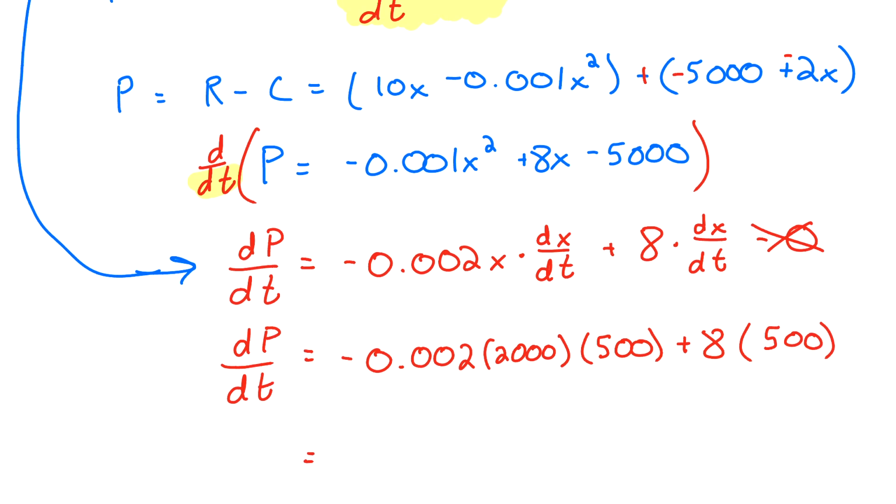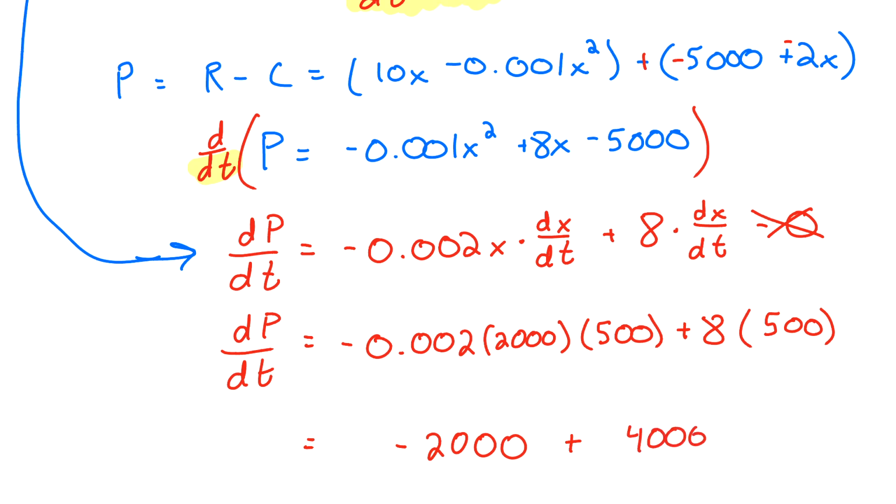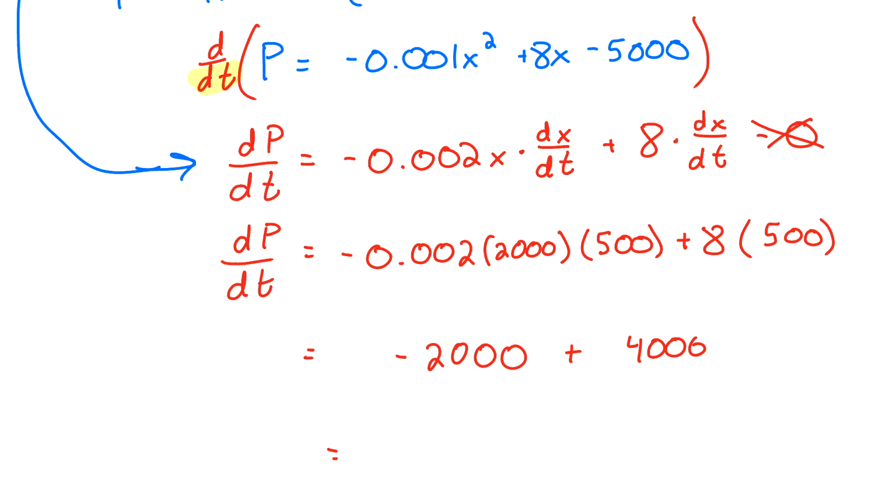So here we just need to crunch some numbers. Let me grab my calculator. Negative 0.002 times 2,000 times 500. Here I have negative 2,000 plus 8 times 500. Here I should have 4,000. If I add those two together, I should end up with a positive 2,000. So that means that dp over dt is 2,000.